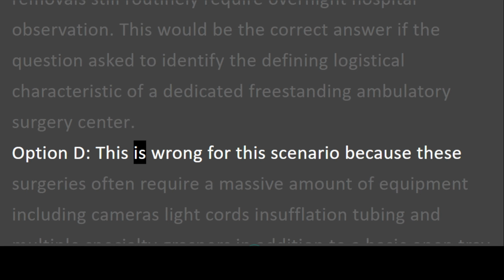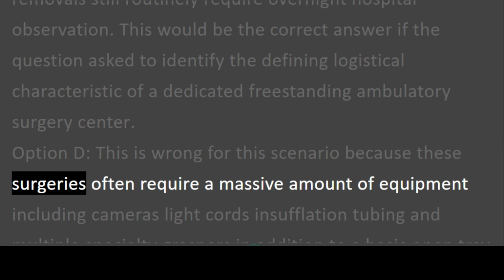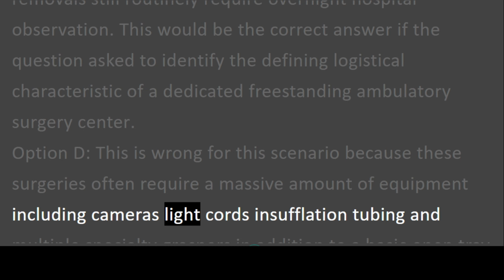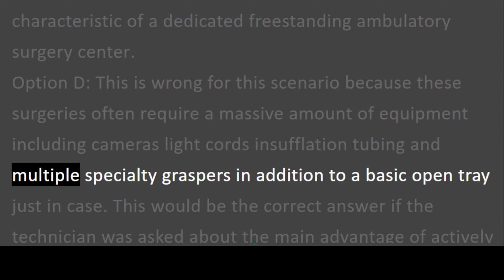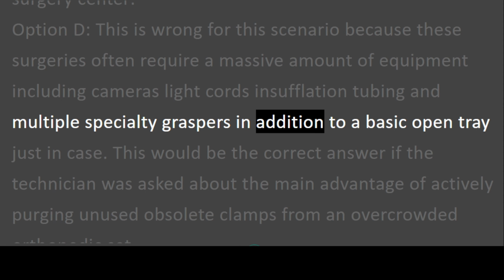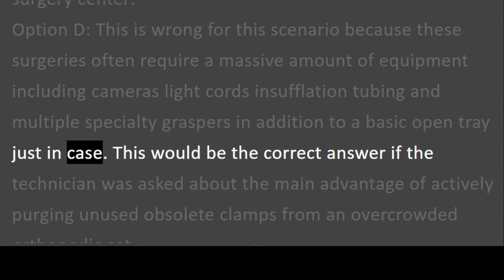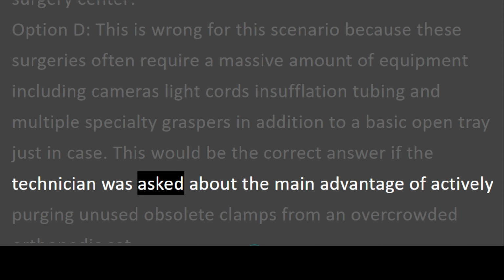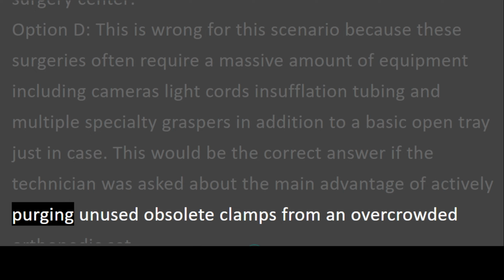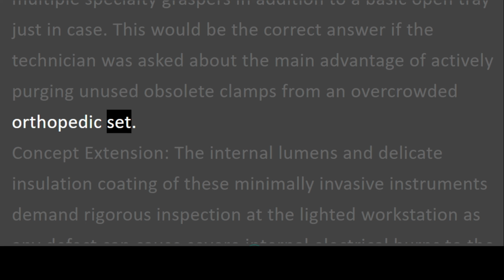Option D. This is wrong for this scenario because these surgeries often require a massive amount of equipment, including cameras, light cords, insufflation tubing, and multiple specialty graspers in addition to a basic open tray just in case. This would be the correct answer if the technician was asked about the main advantage of actively purging used, obsolete clamps from an overcrowded orthopedic set.